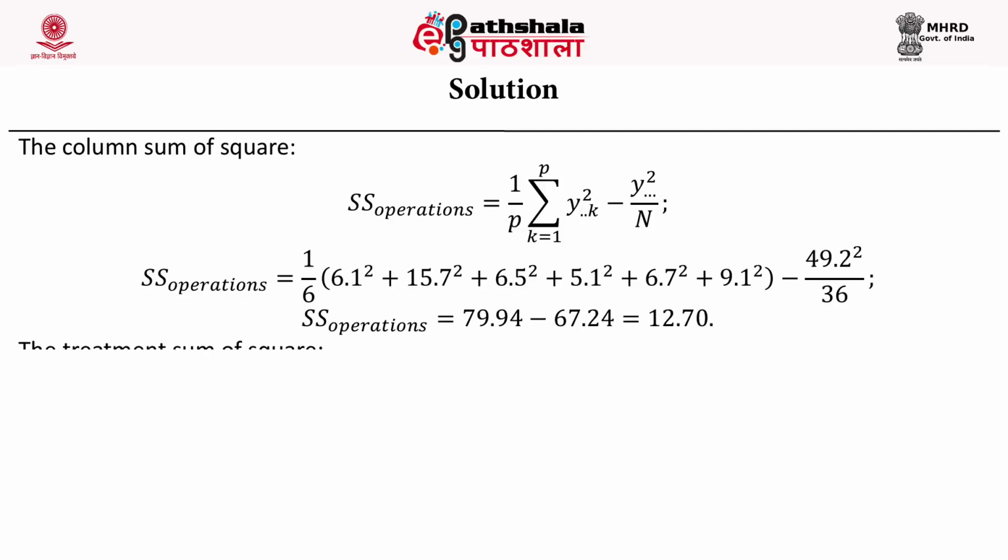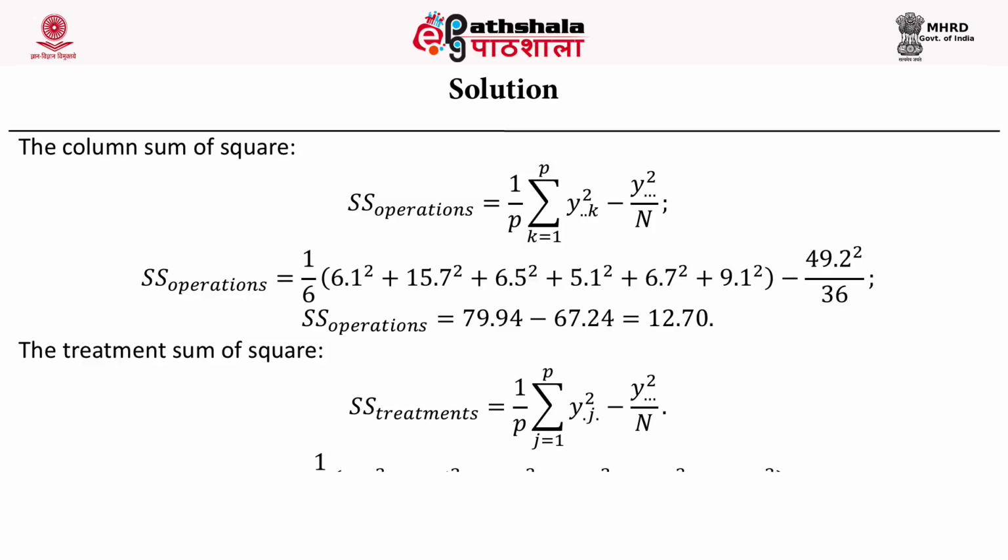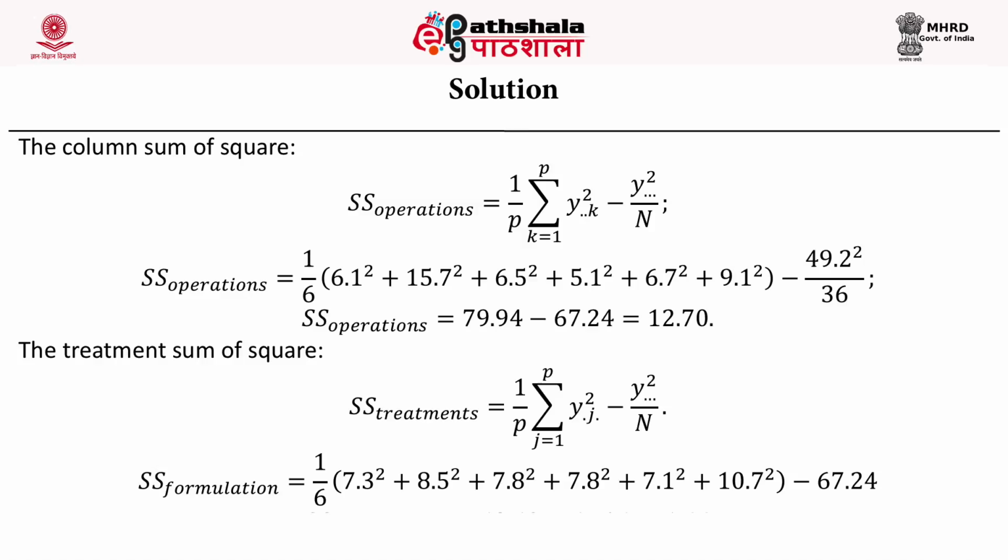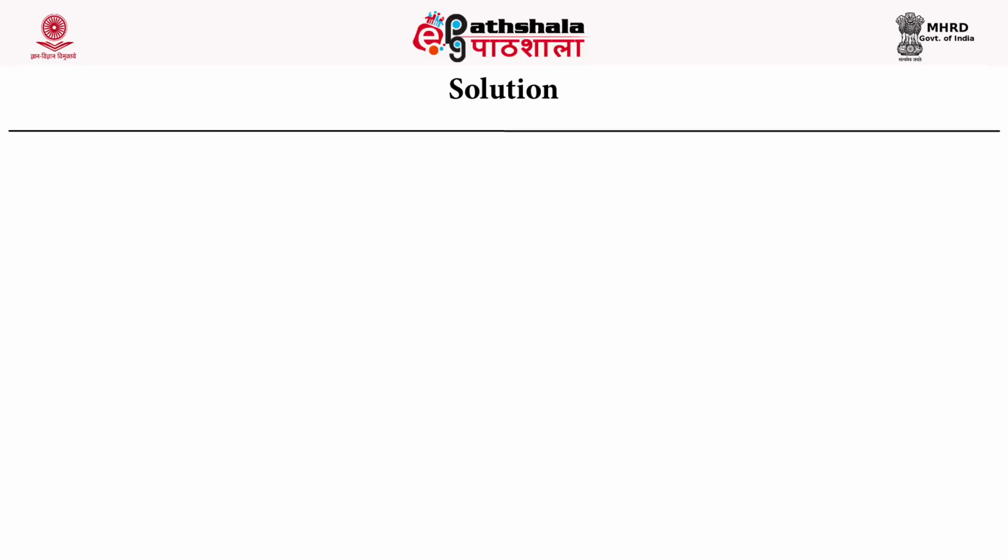12.70. And the treatment sum of square is equal to 1 upon p summation y dot j dot square minus y triple dot square upon n. So the sum of square of formulation, by putting the value in the formula, we get the result as 1.44. The solution is given here in table number 9.